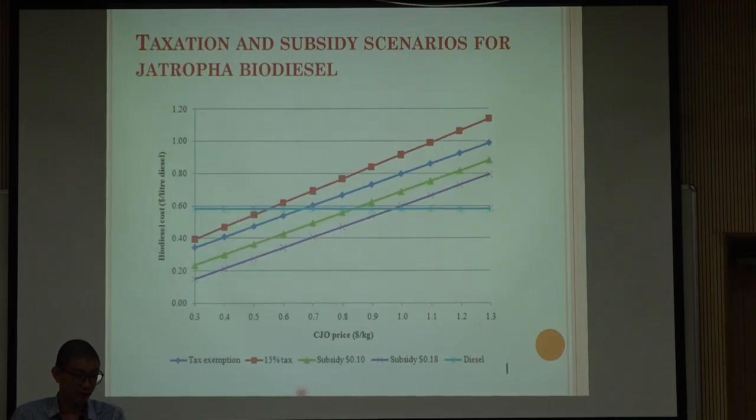Then we assumed subsidies of 10 cents, 18 cents, because previously our government was giving subsidies to biodiesel. We wanted to push biodiesel, from previously not implementing any biodiesel blend, then starting from 5%, 8%, 7%, and to 10%. Currently we are using just 20%.